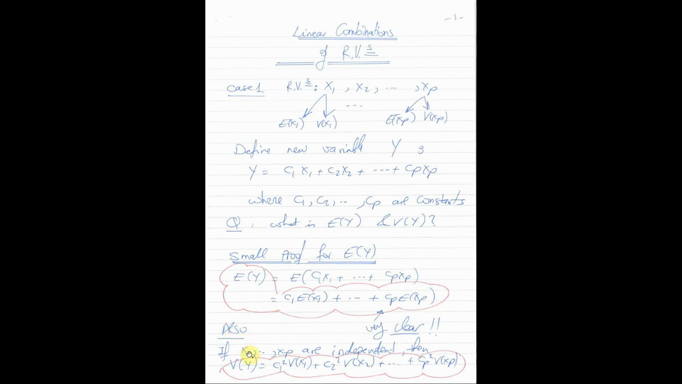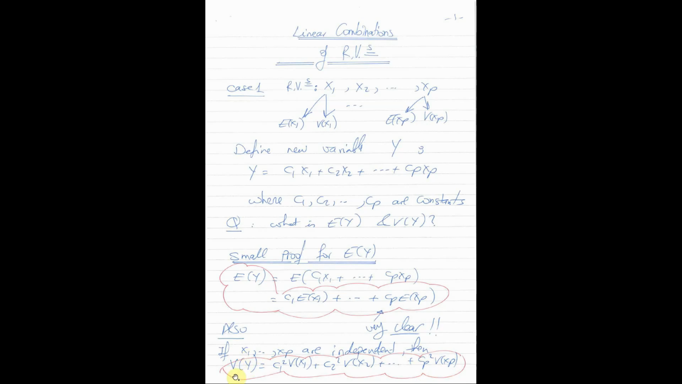For variables x1, x2, x3, and so on until xp, if they are independent, this is what we begin with. If they are independent, then the variance of y, again remember, y was a linear combination c1x1 plus c2x2 and so on, is given as c1 squared times the variance of x1 plus c2 squared times the variance of x2 plus c3 squared times the variance of x3 and so on until plus cp squared times the variance of xp. This would be the variance.